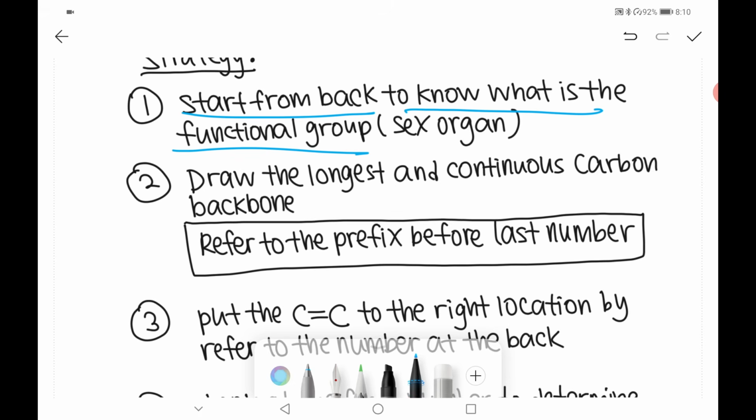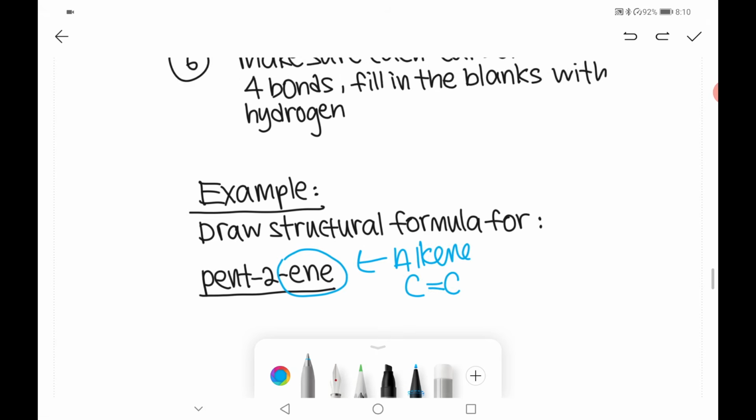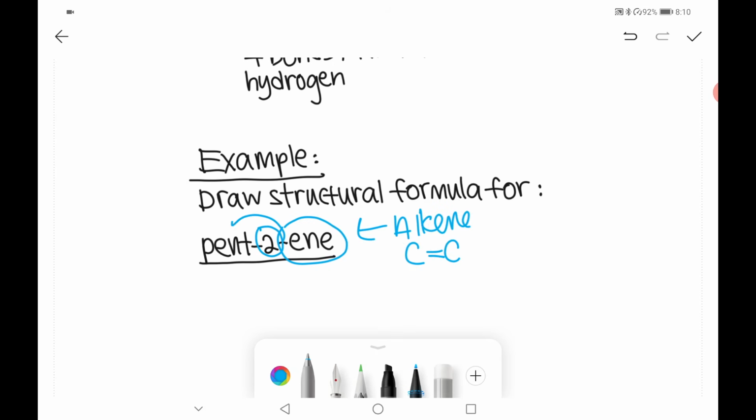The next thing you need to do is draw the longest continuous carbon backbone. How do you draw it? Refer to the name, the prefix before the last number. Look at the last number. Before the last number, this one is the longest carbon chain. When you see the word "pent", pent means you have a longest chain of 5 carbons.